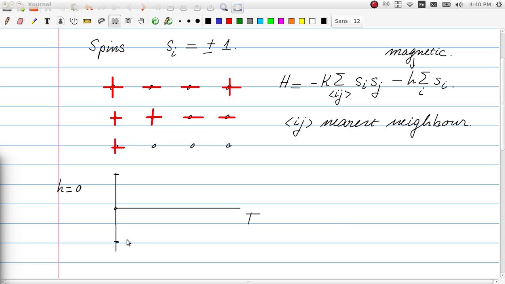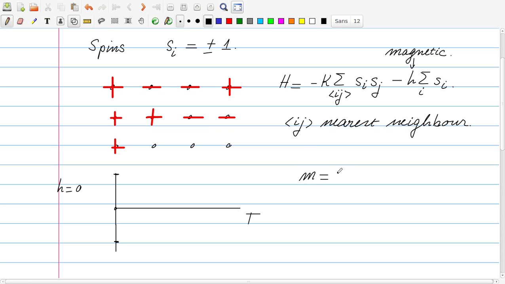And on the vertical axis here I'm going to indicate what the magnetization of the lattice is, and the magnetization is defined as the number of spins plus minus the number of minus spins, and we divide that by the total number of spins N. And so if all the spins are up, then N plus is equal to N. This guy is 0, so we get +1. And if all the spins are down, then we have -1. And so this is the m-axis here.